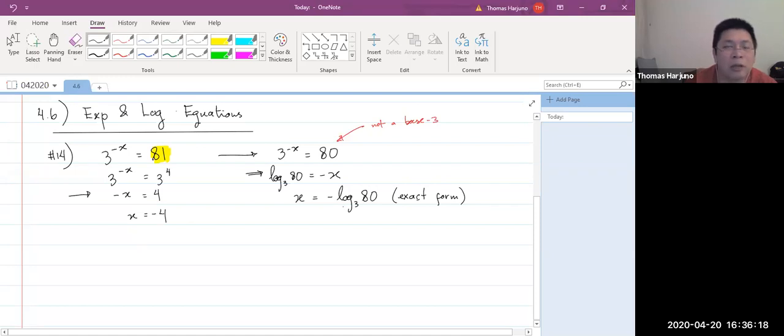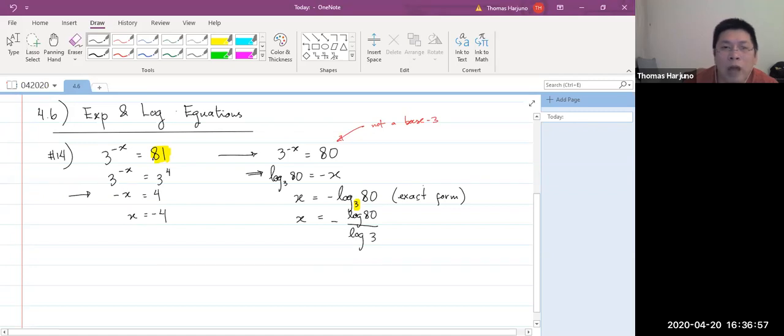Now if I want to use calculator to make it into decimal, then I do change of base, because our calculator has only base 10 and base e, right? So I have an issue with the base 3 here, which is not 10, not e. To do change of base, let me change to base 10. So this is equal to negative log 80 over log 3. Now then you use your calculator.